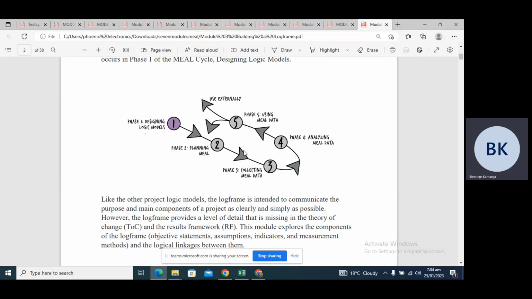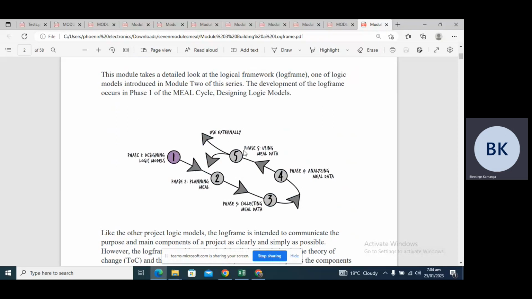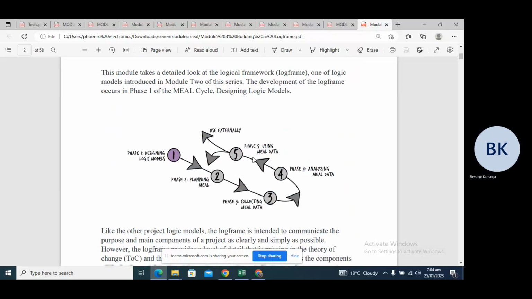So first of all, we have to be able to understand what the monitoring data collection cycle is. So we have the first phase, which is designing the logic model, and planning the monitoring data collection. The third one is collecting data. The fourth one is analyzing the MEAL data. The fifth one is using MEAL data, which can either be used externally or within the project. So that's the 5 stages that we are using. So you now know that the first phase is designing the logical framework.